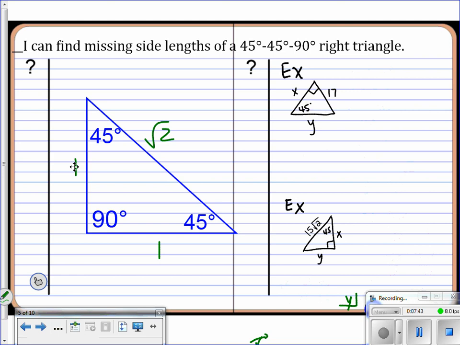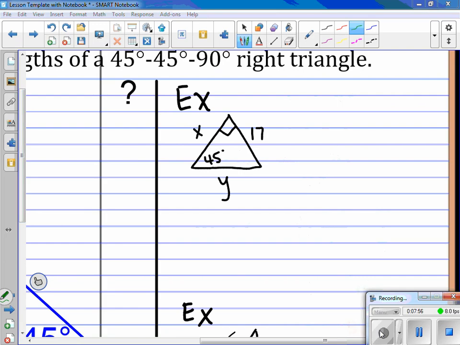As soon as I see a 45-degree angle, I know it's a special triangle problem. As soon as I see a 30, I know it's a special triangle problem. All right? So let me zoom in. We'll work these problems. We'll do one together, and then I'm going to expect you to do the other one on your own.